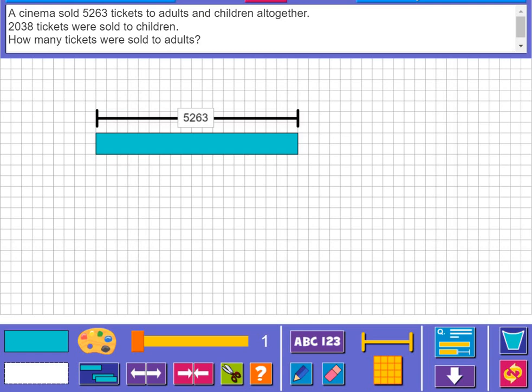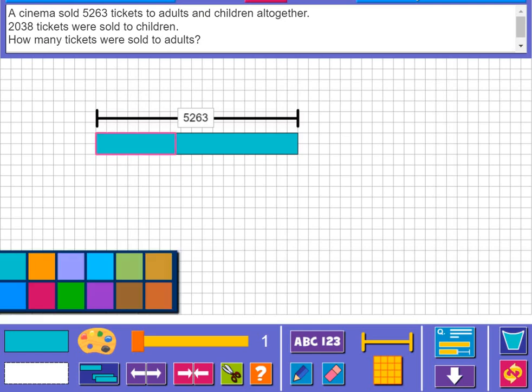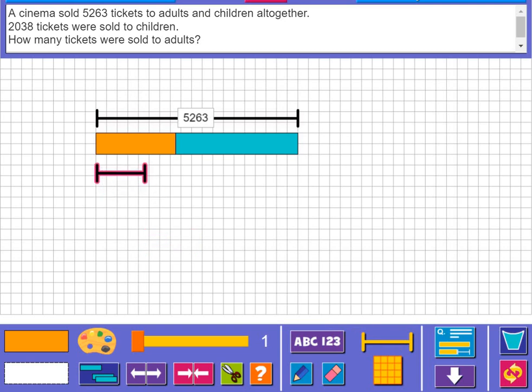Now read the other part. 2,038 tickets were sold to children. So within this model, I know this was a total number of tickets. So I have to make a part which is equal to 2,038. I have to use my judgment to create a model in which out of this, where would be 2038? So if I click somewhere over here, and then you can also change the color. Now label this as 2038.